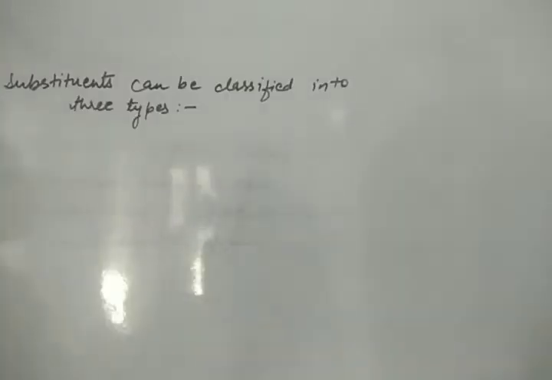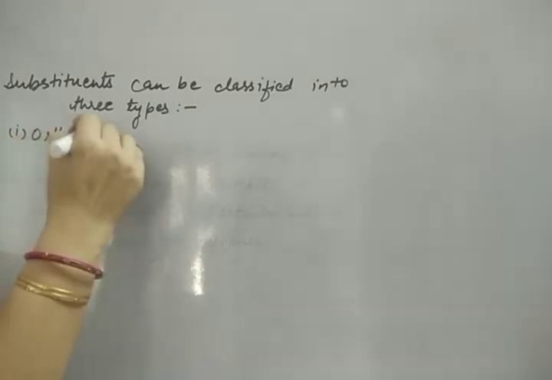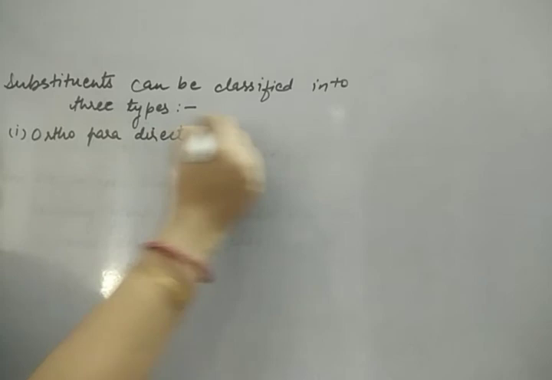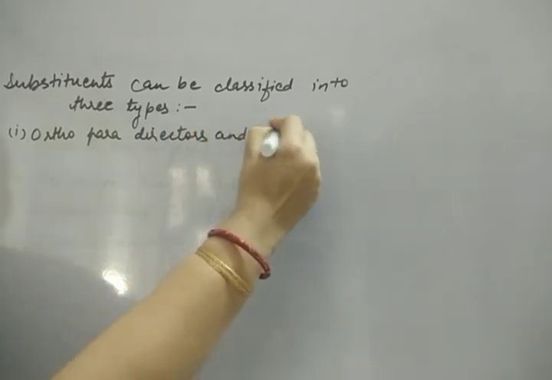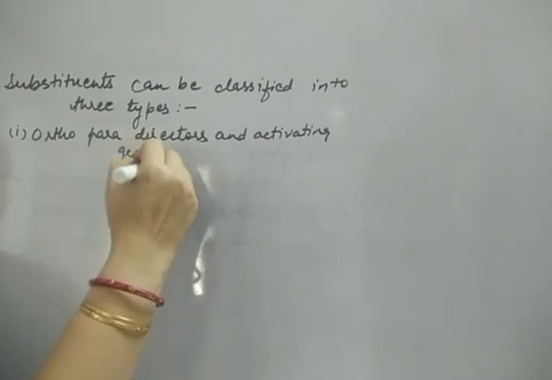Now on the basis of directive influence, the substituents or the groups can be classified into 3 types. The first type is ortho-para directors and activating groups. Okay, the groups are activating groups and they are ortho-para directors. Now what is the meaning of activating group? Activating group means which donate the electron to the benzene ring.